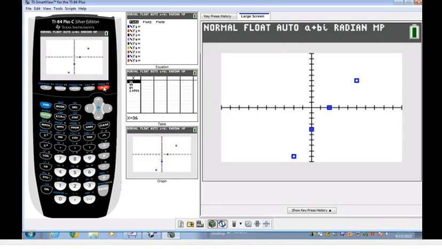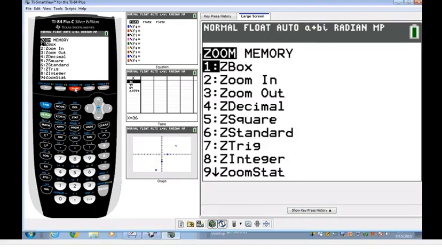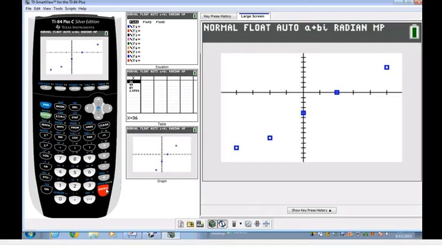Now one of the things that will happen is your data won't fit very well, and if you want to help you get your data to look good on the screen, press zoom and zoom stat, which will get you a grid that's about as close to your data as you can. So go to zoom stat. All right, now what kind of data do you think? Is this linear, quadratic? Is it absolute value? Well, just looking at what we have, it seems to me that it's linear.